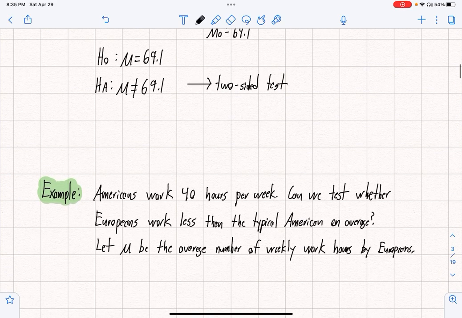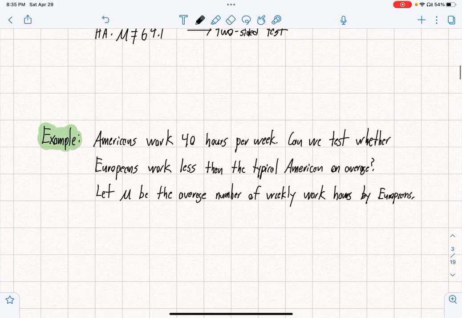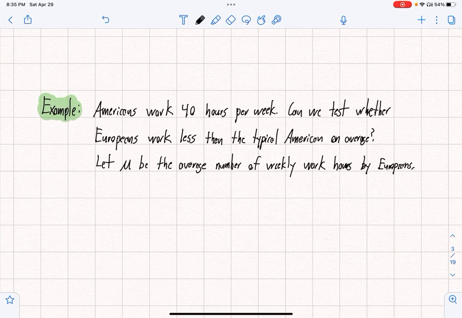Okay, let's do another example. Americans work 40 hours per week. And let's say we want to test whether Europeans work less than the typical American on average. So let's call mu the average number of weekly work hours by Europeans. So we want to see, do Europeans work less than Americans? So let's first note that mu naught here will be 40 hours.